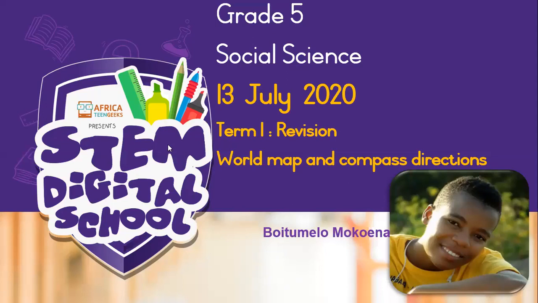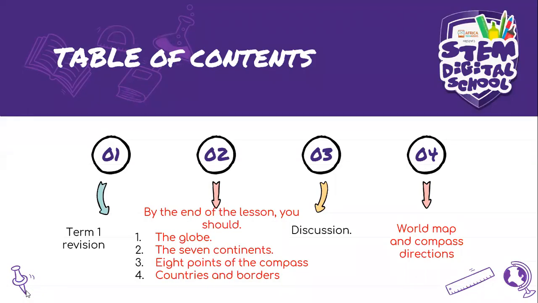You are going to find out as we continue. What is a map? What are compass directions? And so on, okay? Please take notes. So, 4 things to know about our lesson today is that our lesson is a term 1 revision on the things we have done before, okay? By the end of this lesson, you should know what is a globe, the 7 continents, the 8 compass directions, and countries and borders. So we'll be looking specifically at these 4 topics, okay? So we will be revising them. That's why there are so many, okay? Let's move.